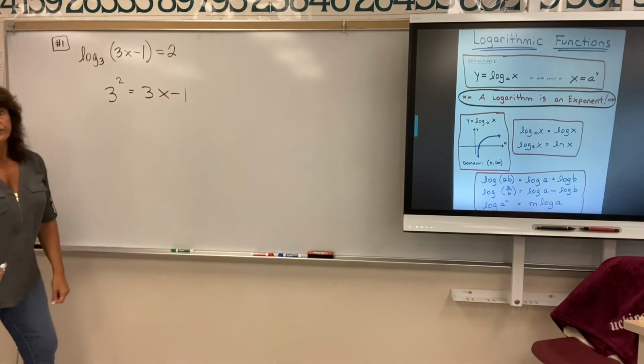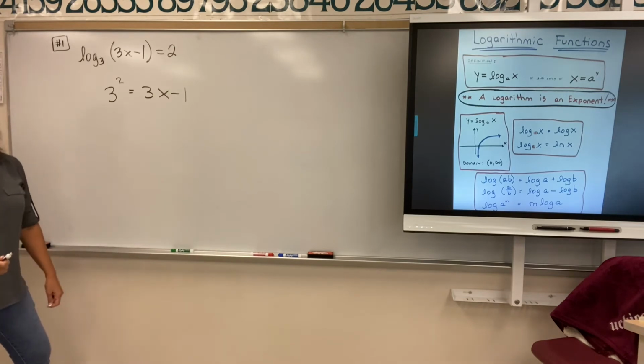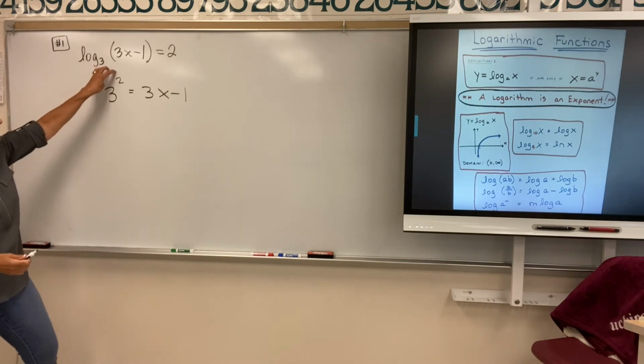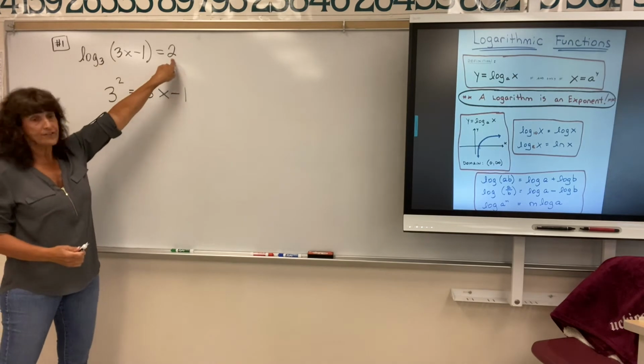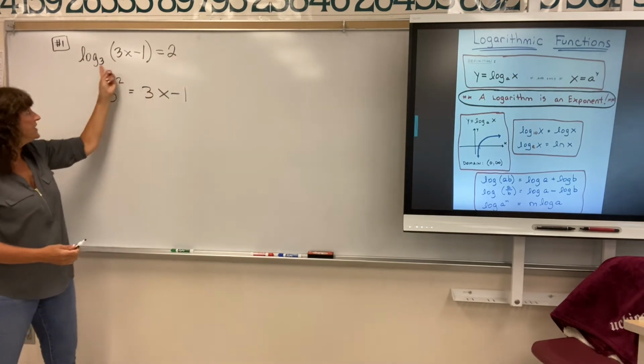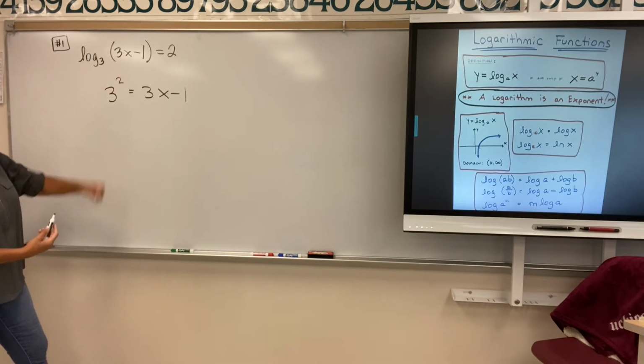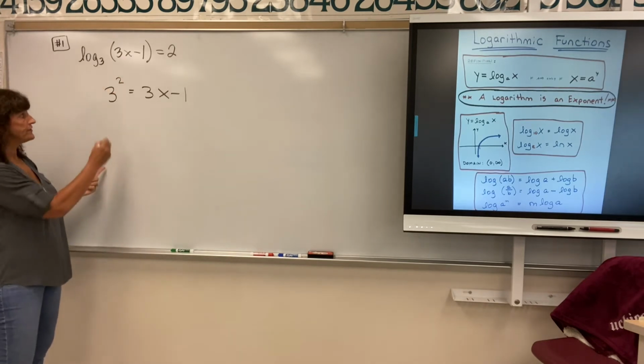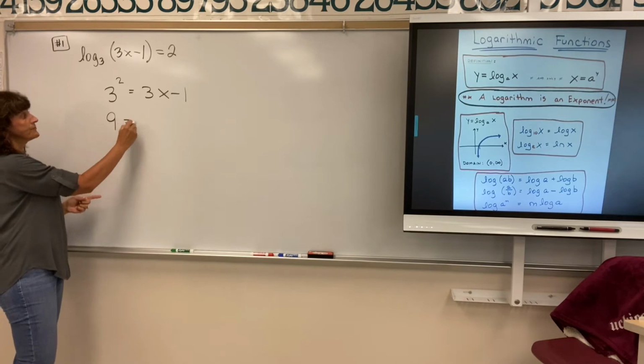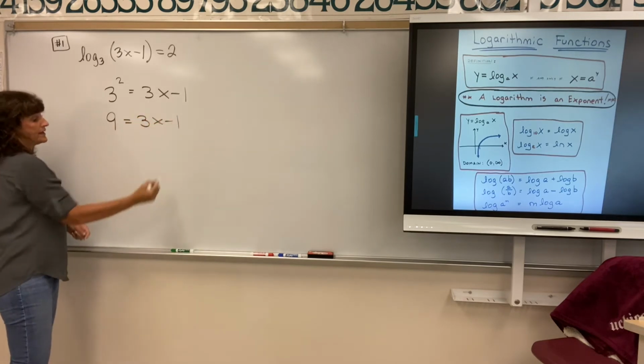So you want to change to exponential, because logarithms are exponents. So here's the exponent, goes on that base. And then we're going to solve for x. Let's take 3 raised to the second power. So 3 raised to the second power is 9, equals 3x minus 1.